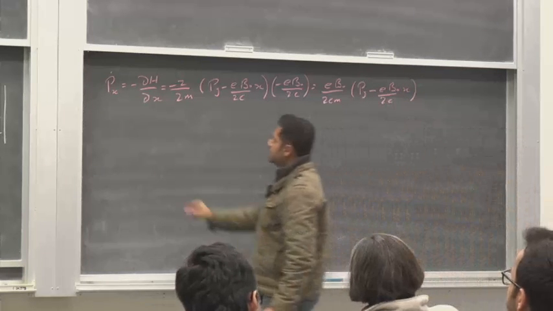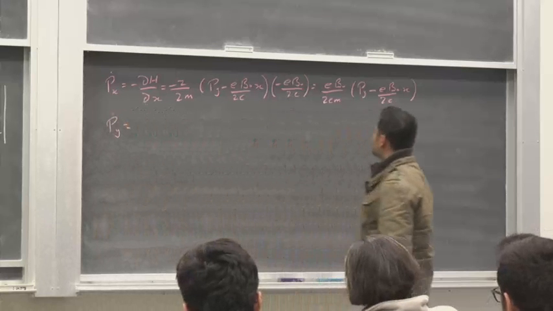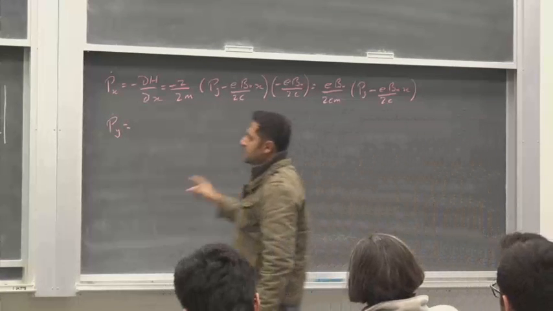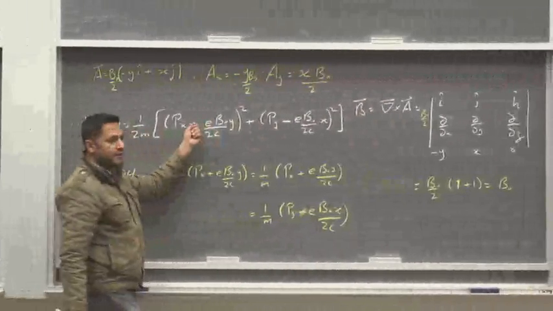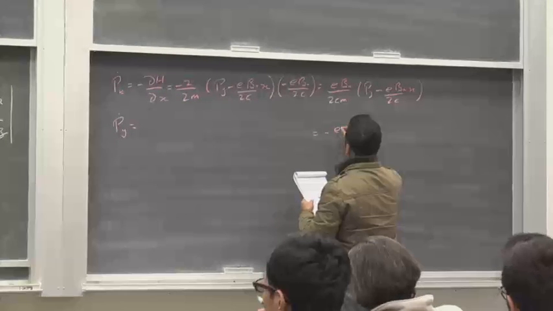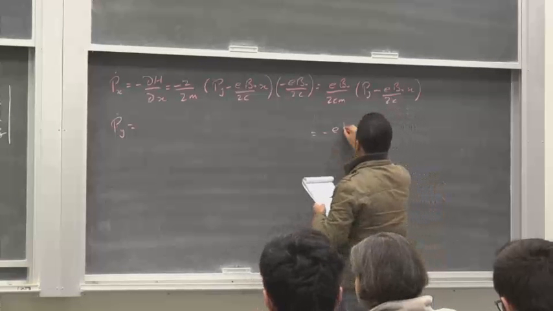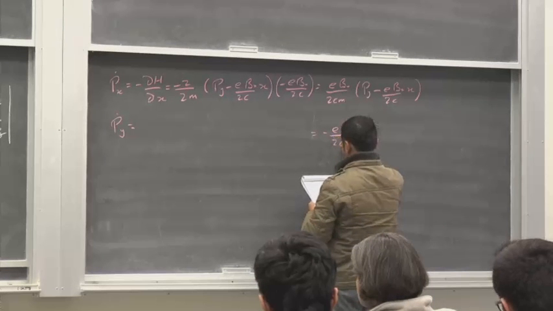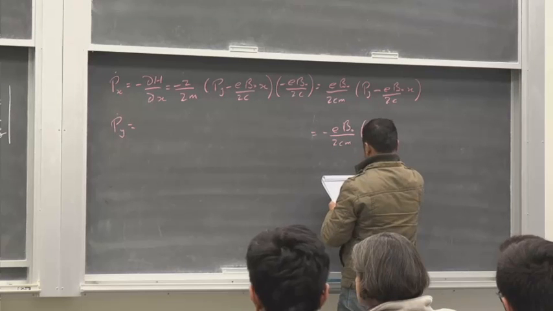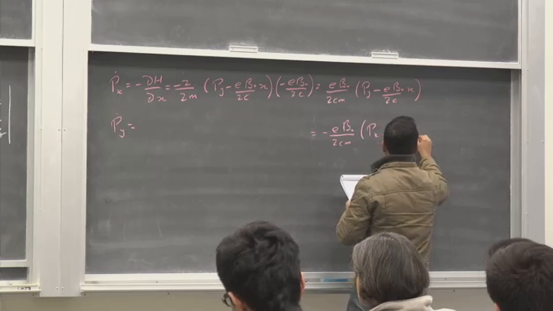The same thing when I do it for py. All the negative signs are the same, except I don't pick up this negative sign from here, so there's a difference of an overall negative. And px plus e v naught over 2c x.